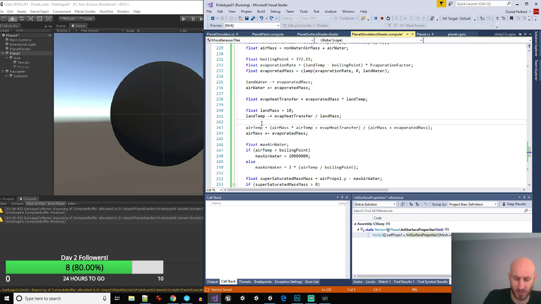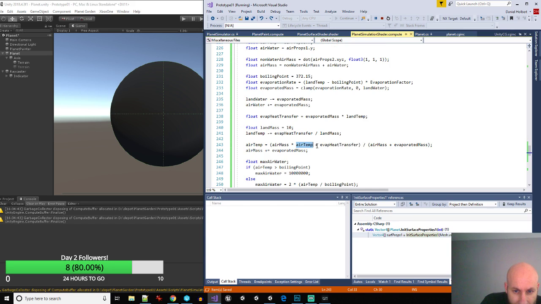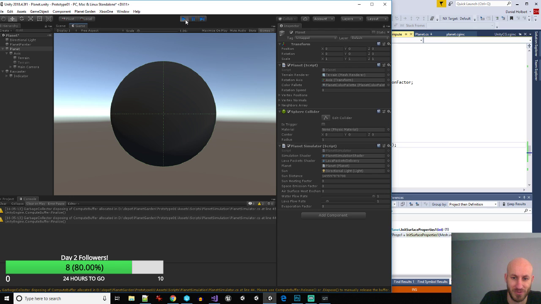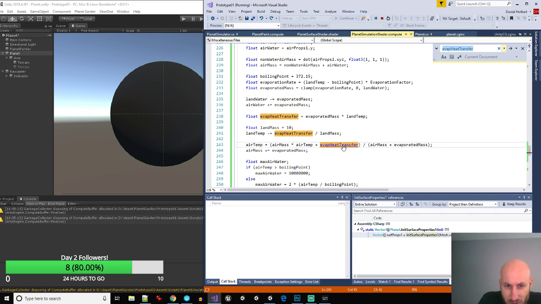That's air heat. No, wait. Air mass times air temp. If I do this, what happens? Should stay cold. Should actually get colder, if possible. So evap heat transfer is evaporated mass times land temp. You got that right. Why is that not working?